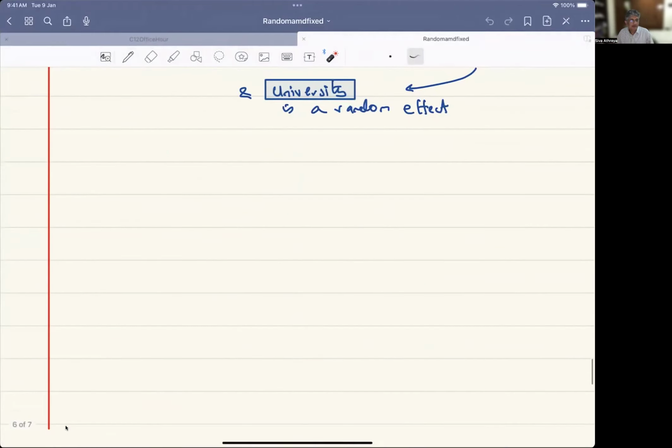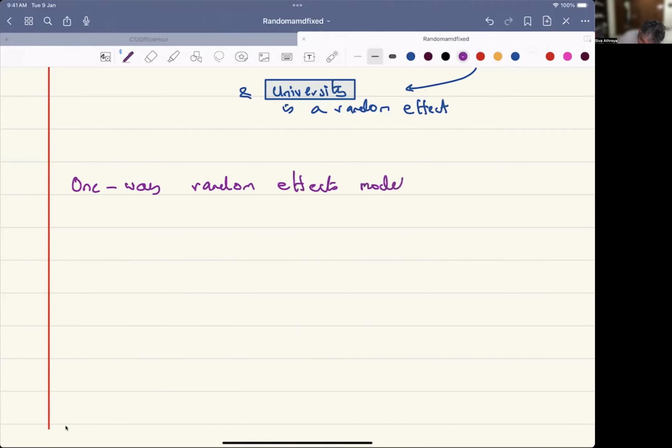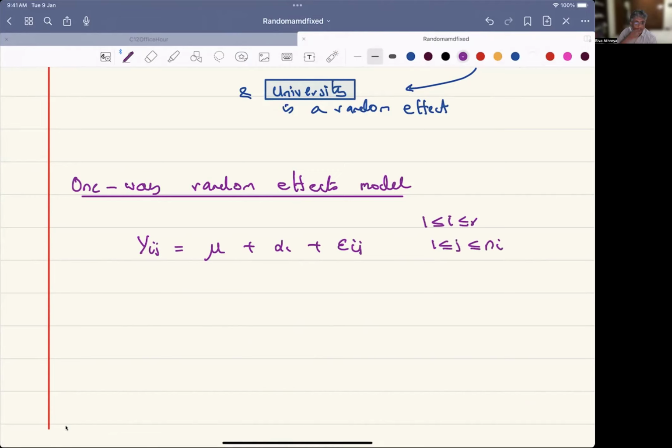So what we do here is I'll just do the simple one-way random effects model, and then you can do the two-way one yourself, or it will come in the lecture notes. So you go the same way: y_ij is equal to mu plus alpha_i plus epsilon_ij. Let's say you again have R groups, so 1 less than or equal to i less than or equal to R, and you have n_i observations in each group. Or let's even take fixed observations here, probably better.